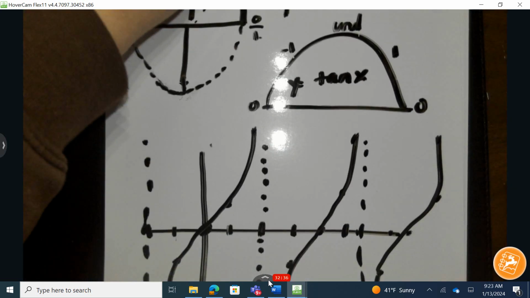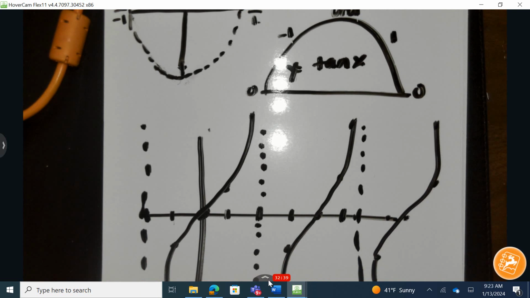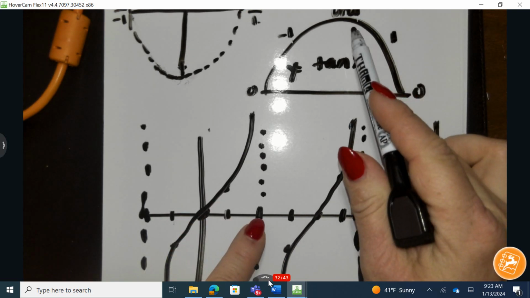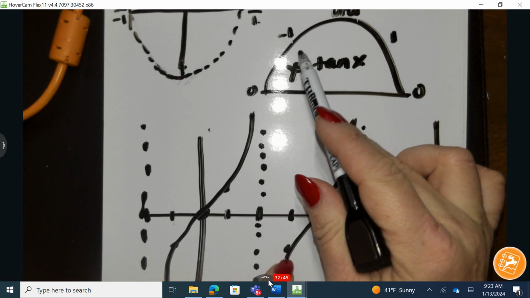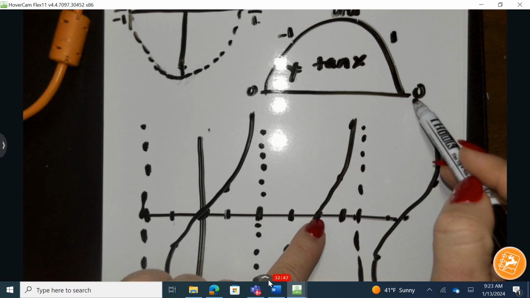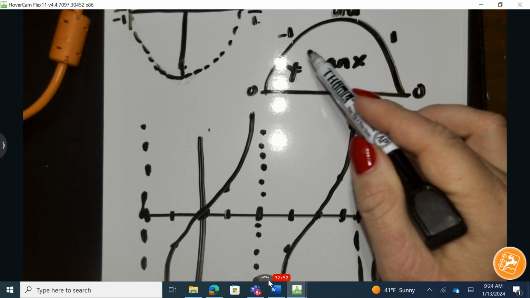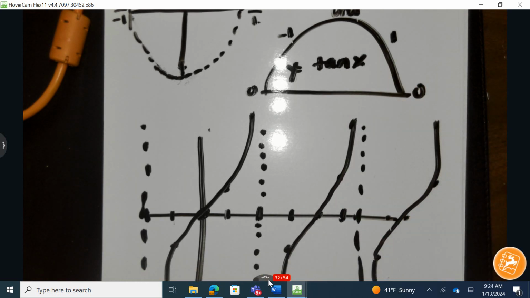I'm sorry, I couldn't see that. You weren't able to see that. 0, 1, undefined. Negative 1, 0, and then we cycle back again. Here's your 0, 1, undefined. Negative 1, 0, 1, undefined.